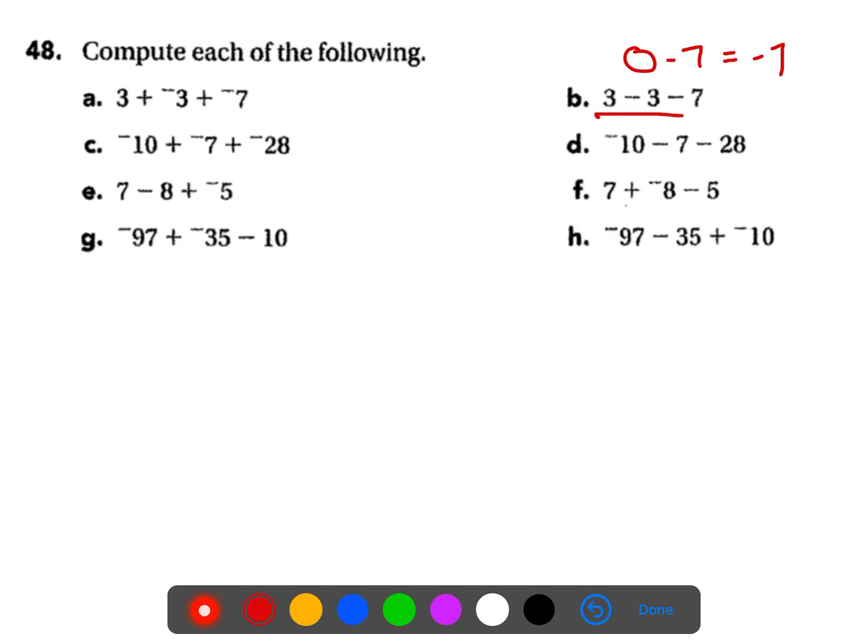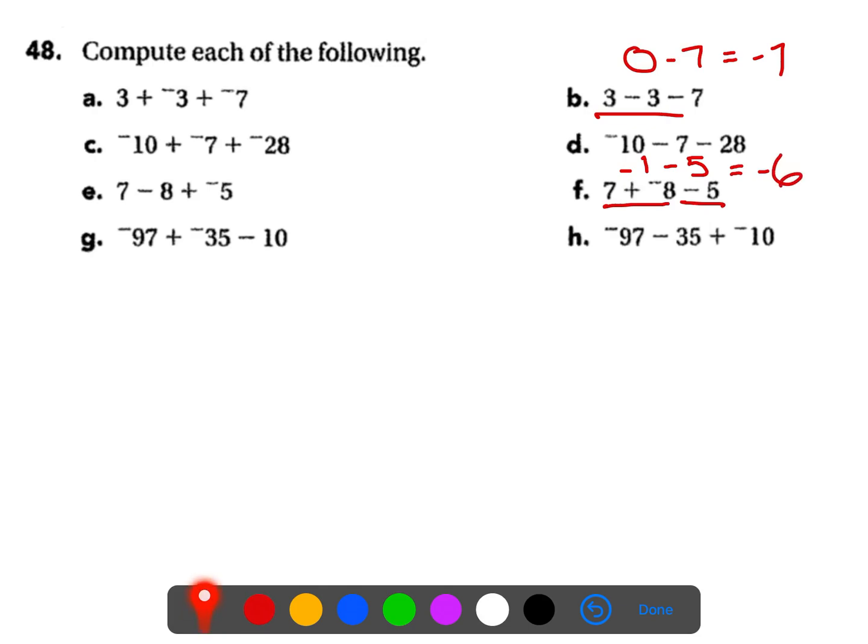The same idea would work here with F. I'm going to do the first problem on the left here because it's on the left. I'm working left to right. It doesn't matter that addition is first before subtraction. So I need to combine 7 and negative 8. Well, 7 and negative 8 equals negative 1. And then I'm going to subtract 5, which is the second part of the expression. So now I'm solving negative 1 minus 5 to get negative 6.